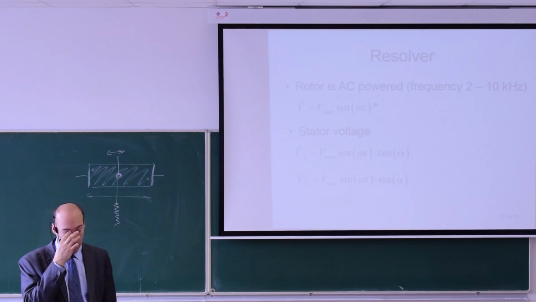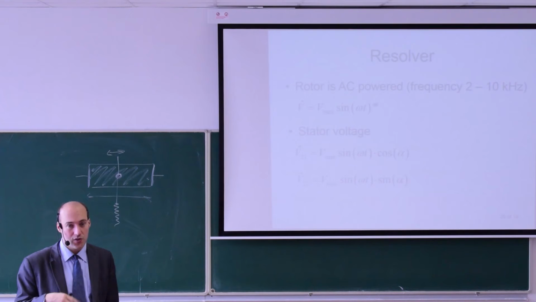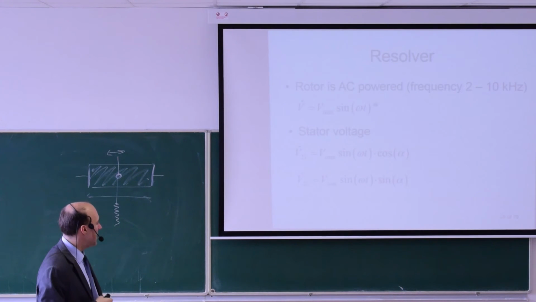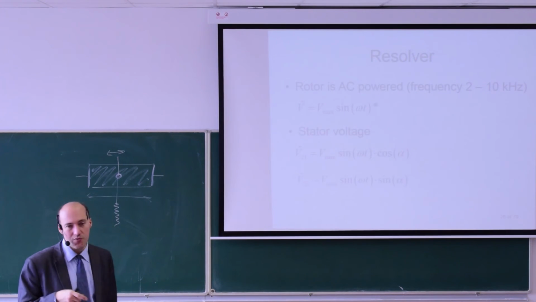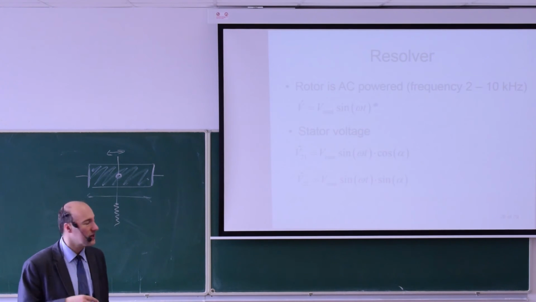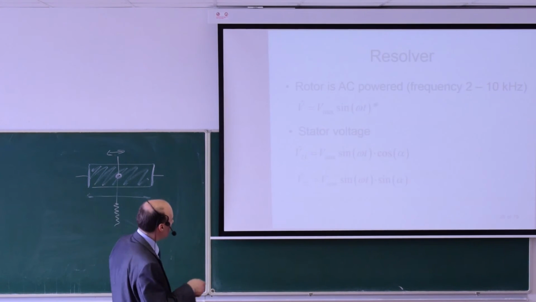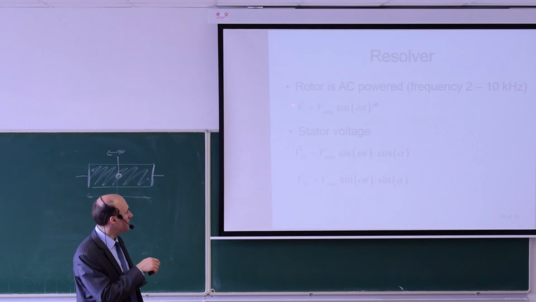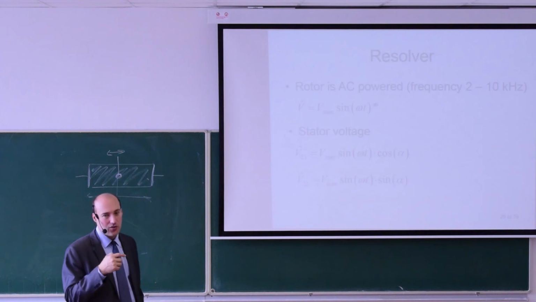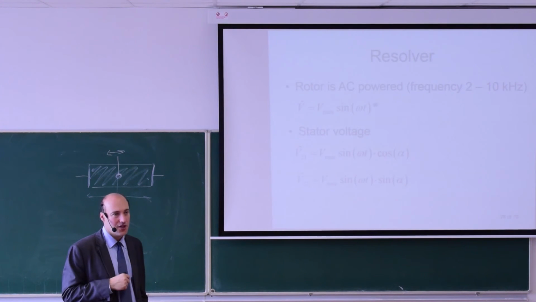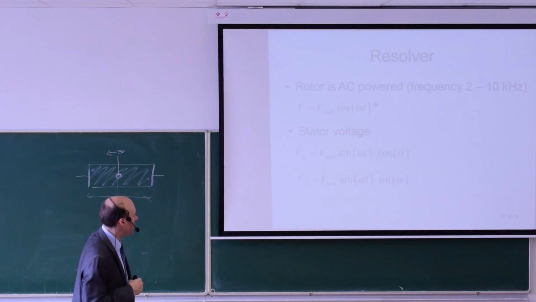The frequency of voltage that you use for a resolver is typically in a range between 2 and 10 kilohertz. You can find 15, but it's only for high-speed applications. So you power it with higher frequency, and you measure the output voltage that you have on the stator windings.